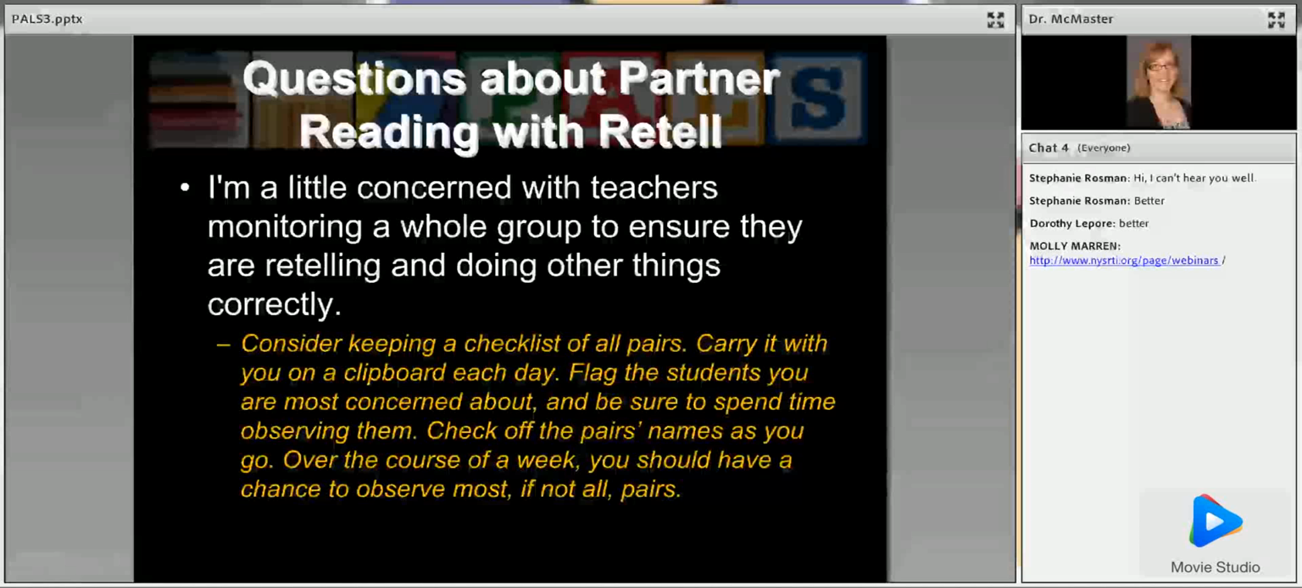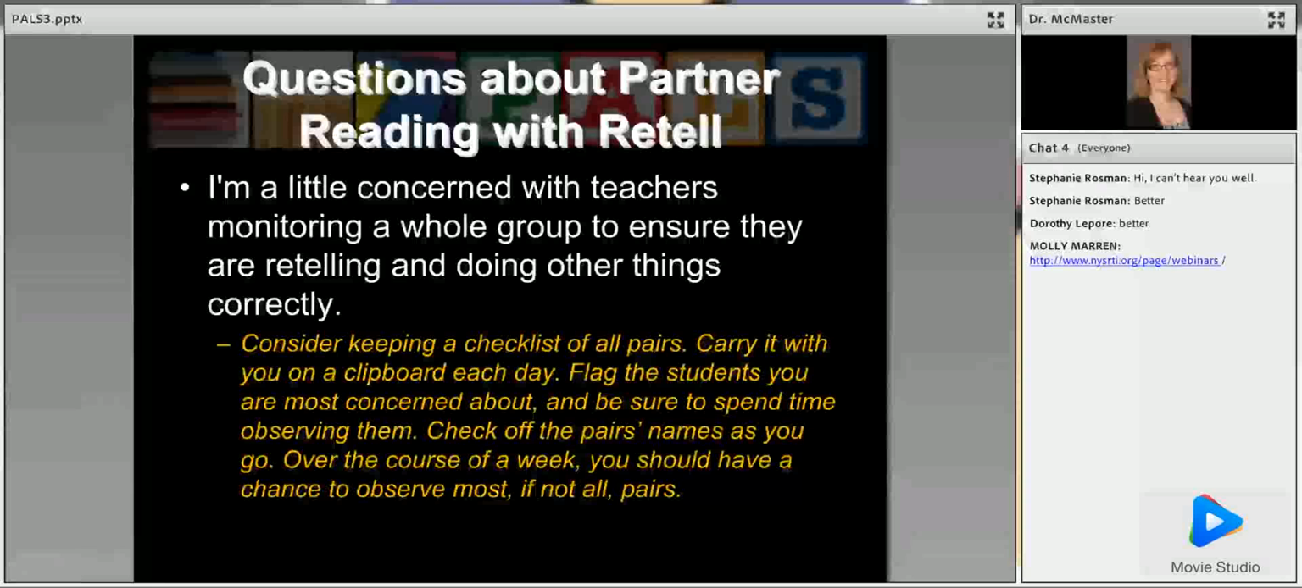So I would suggest picking a few key students who you would like to target and spending enough time with them and their partners so that you can make some judgments about how well they're doing with the activities. Some teachers keep a checklist of all of their pairs, and there's actually a template for this in the manual that you can fill out. It has each of the PALS activities in a little grid.